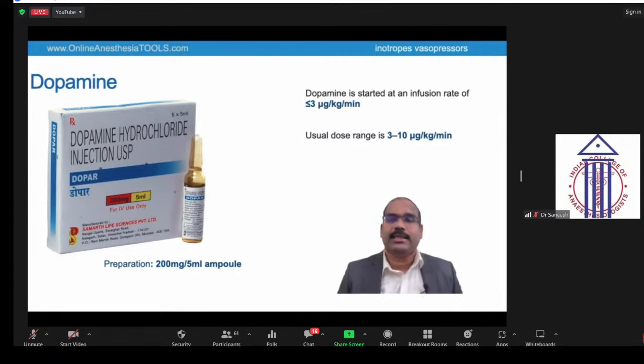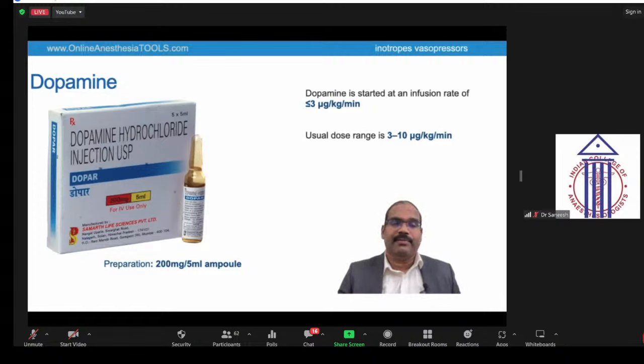It increases heart rate, and this occurs directly by stimulating the beta-1 receptors and indirectly by releasing norepinephrine from sympathetic nerves. At higher doses, 10 to 20 micrograms per kg per minute, it acts predominantly on alpha receptors and results in peripheral vasoconstriction and increases SVR.